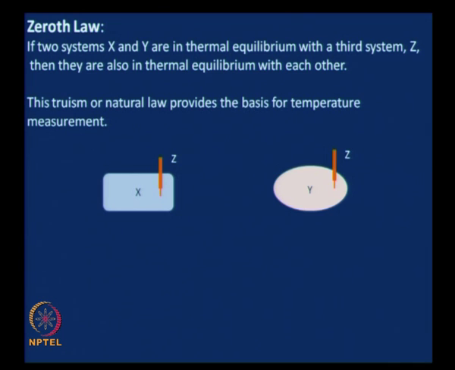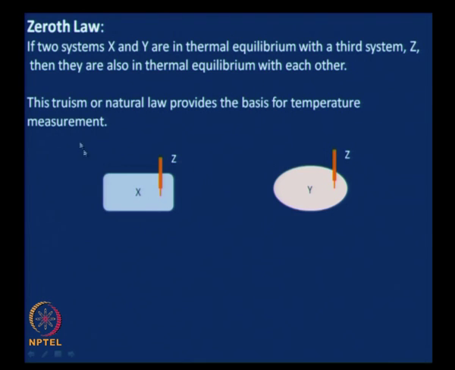To repeat, there are two systems, let us call them X and Y. If they are in thermal equilibrium with the third system, let us say Z, then they are also in thermal equilibrium with each other. This zeroth law actually provides the basis for temperature measurement, as it is shown here. This is the system X, this is the system Y, and they are individually in thermal equilibrium with the Z here. The Z is the thermometer which is used to measure the temperature of X or of Y. If X is in thermal equilibrium with Z and Y is also in thermal equilibrium with Z, then X and Y are in thermal equilibrium with each other.